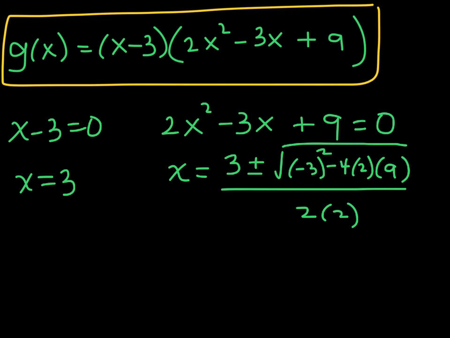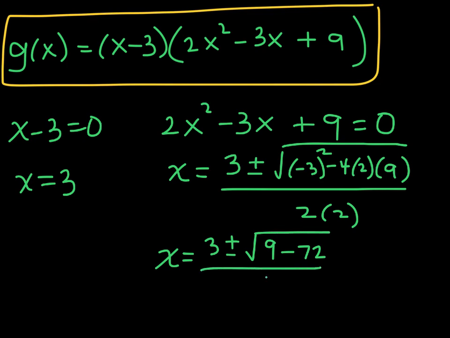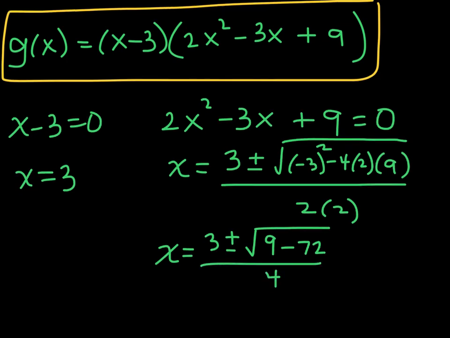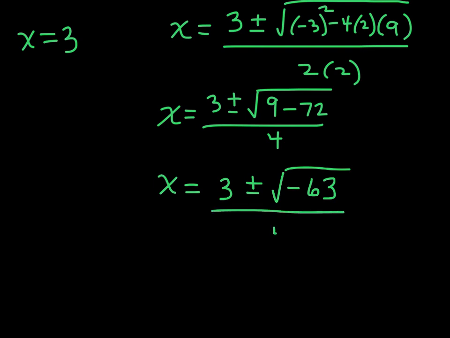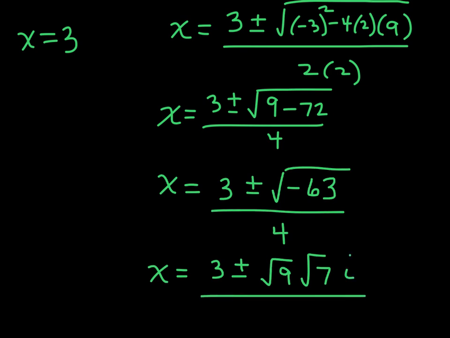All right, we have to simplify this, so this becomes 3 plus or minus the square root of 9 minus 72 all over 4. Okay, let's continue simplifying. So then we end up getting x is 3 plus or minus the square root of negative 63 all over 4. And I can rewrite 63 as a product of two factors where one of them is a perfect square, namely 9. You have an i because the expression underneath the radical, it's called the radicand, is negative. And then the denominator is 4.